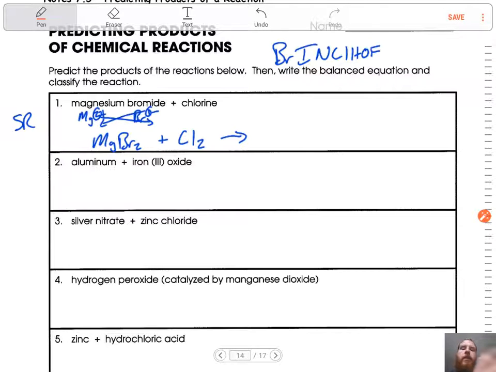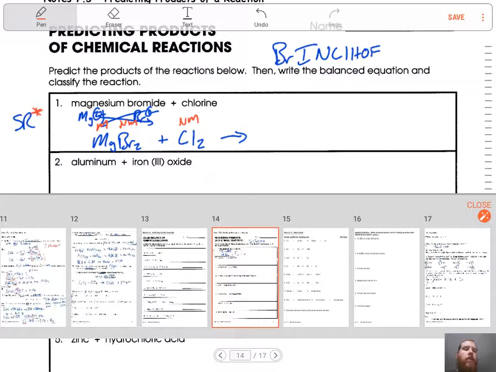If you remember from the last video, we said that likes replace likes. Well, let's identify what type of elements we have. So magnesium is a metal, bromine is a nonmetal, chlorine is a nonmetal. Now, single replacement reactions, guys, we have this thing called the activity series. So we're going to go talk about that right now, and then we'll come back and do more with this.